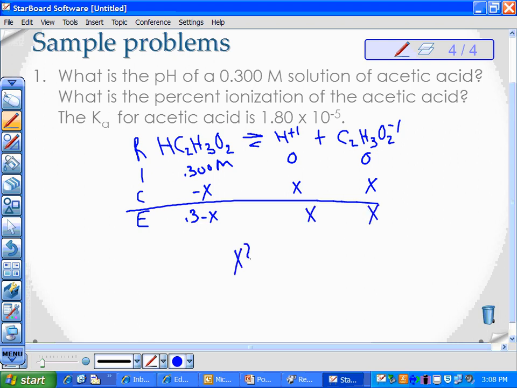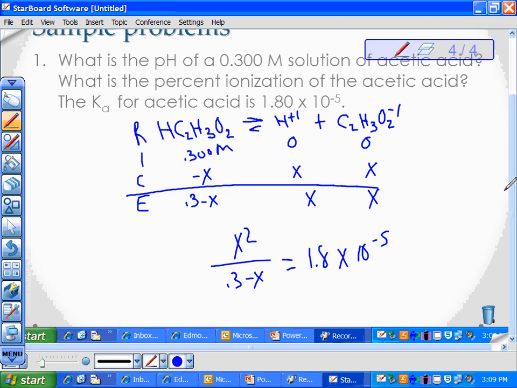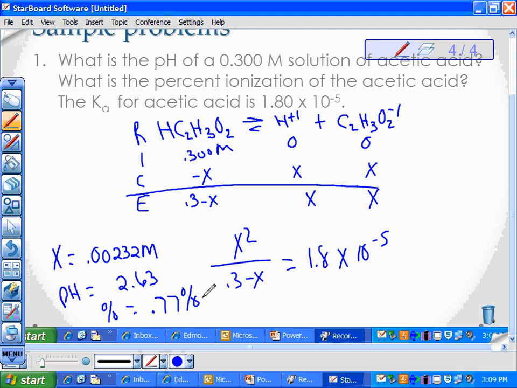You end up with x squared over 0.3 minus x equals 1.8 times 10 to the negative fifth. We will solve for our x, and we will find that the x is 0.00232 molar, and that's our H plus, so our pH would be 2.63. And our percent ionization is always the amount that it's changed, x, divided by the initial, 0.77%. So we did that last chapter. So this is what it would look like if we just put acetic acid into water.